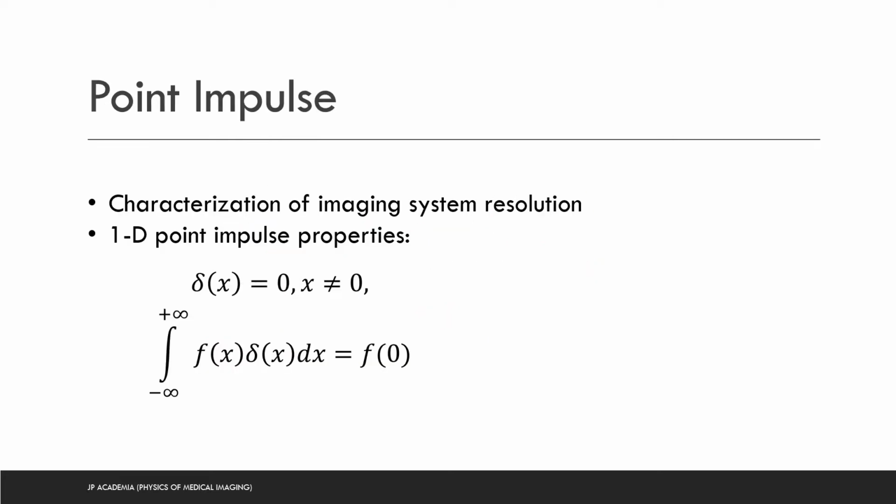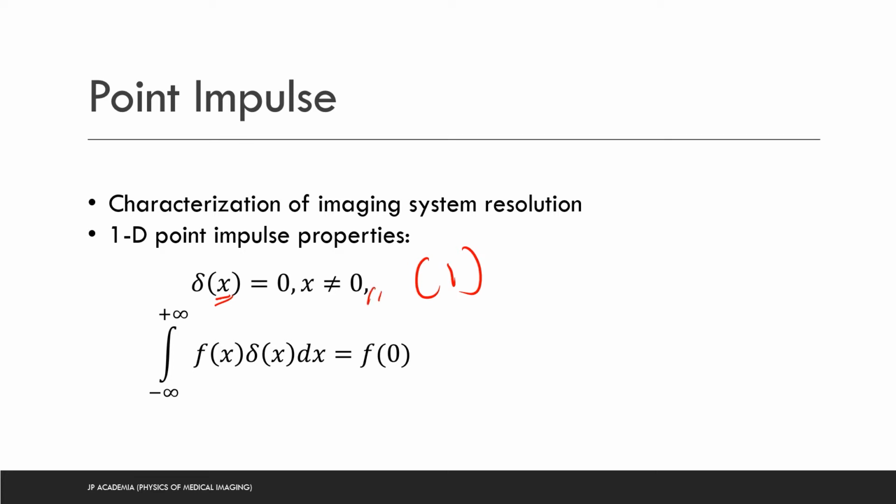In medical imaging, it is useful to have a mathematical model of a concept of a point source. This is due to the fact that we can characterize imaging system resolution using this one. A one-dimensional point impulse has the following properties. So this is the first property. Your impulse as a function of x, so this is your independent variable, is equal to 0 if your x is not equal to 0.